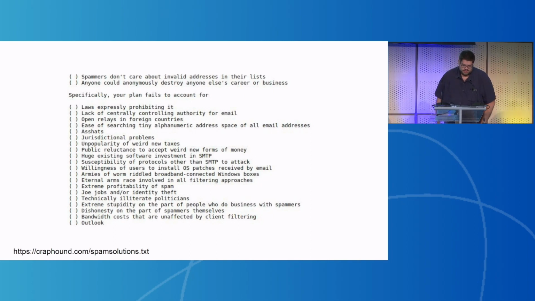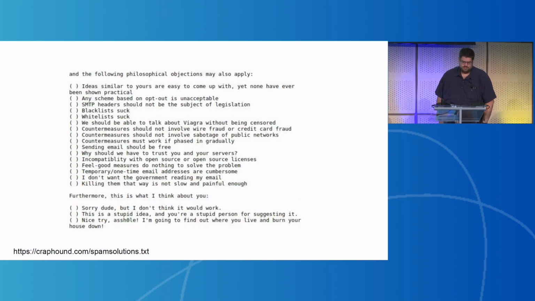There were other ones, though, like, for example, your plan fails to account for the lack of popularity of strange new forms of money. People would propose, well, what if we use digital currency and made email expensive? Just all sorts of different reasons. And then finally, at the end of it, you can check an extra box saying, I don't like you. So stop proposing that idea. Good times.